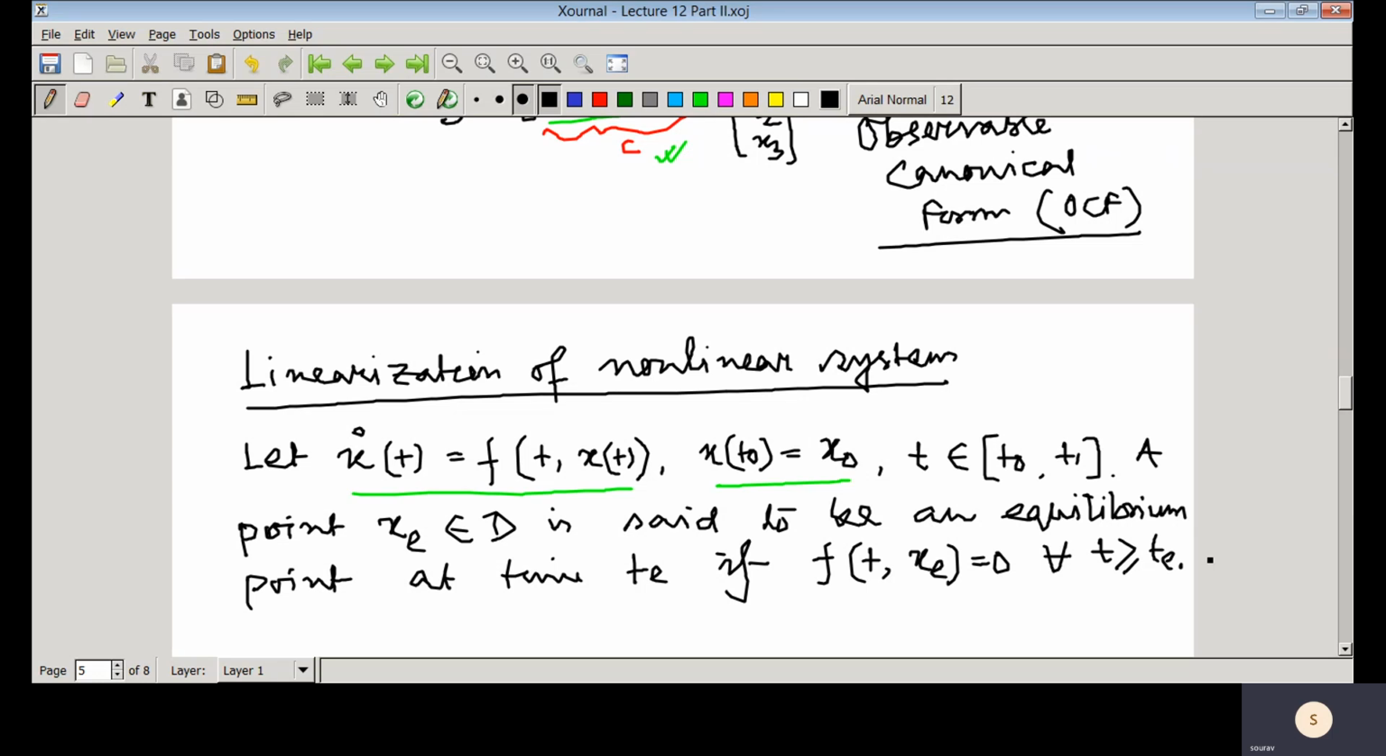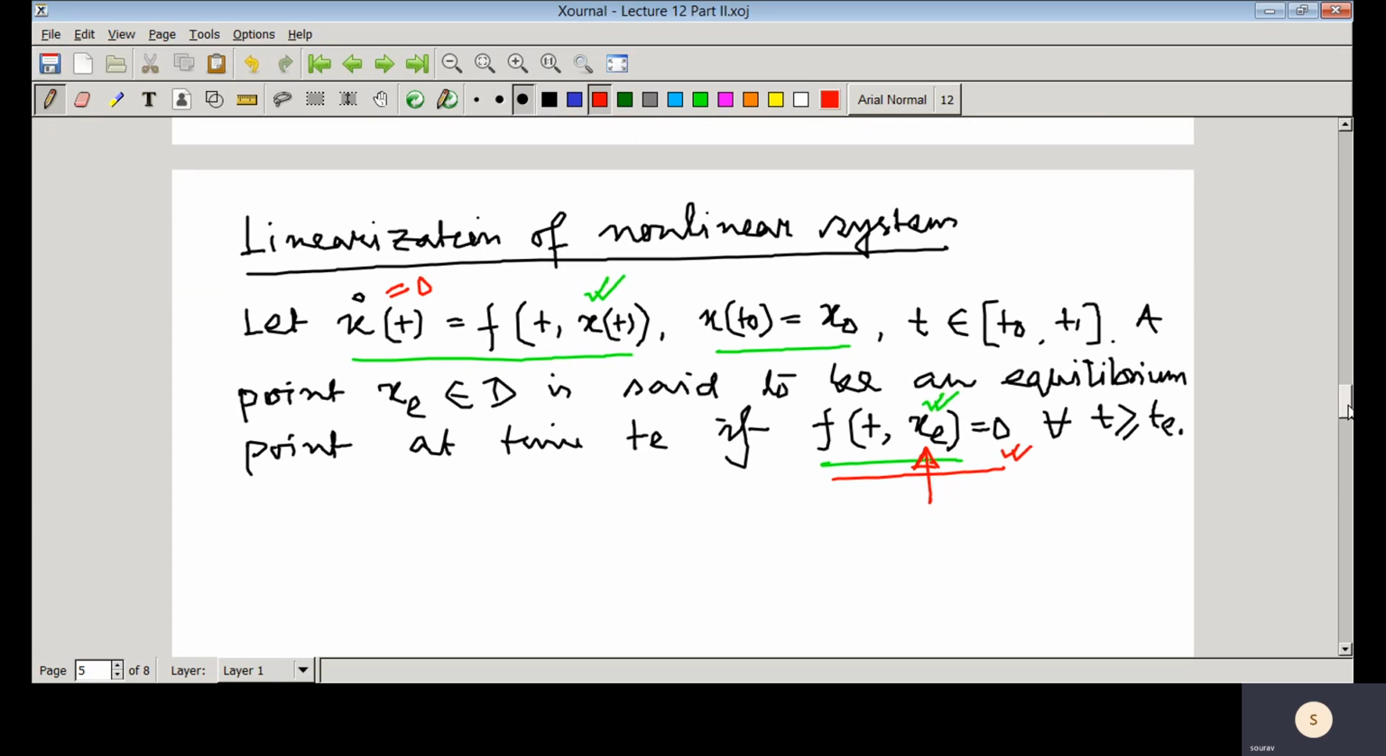So what does that mean? Here you can see that in place of x(t) I have just replaced xe. So this xe is said to be an equilibrium point whenever this equation is equal to 0, meaning x dot t equal to 0. As I have pointed out, the equilibrium point is the point where the derivative of the state would be equal to 0. This is the definition of the equilibrium point. Let us see some examples, then I think it would be clear.